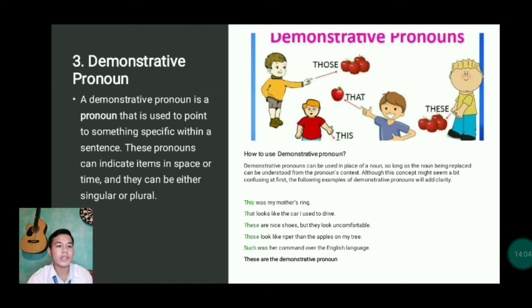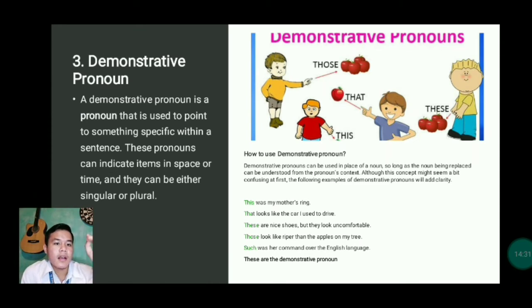So how to use demonstrative pronouns, or what is the usage of them? Demonstrative pronouns can be used in place of a noun, so long as the noun being replaced can be understood from the pronoun's context. Although this concept might seem a bit confusing at first, the following samples of demonstrative pronouns will add clarity. So here are the samples.